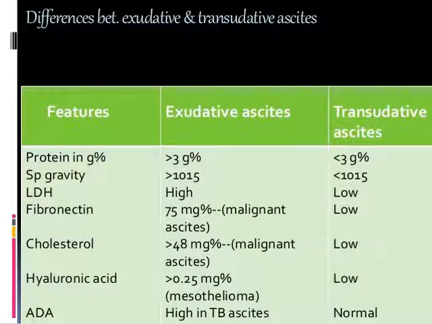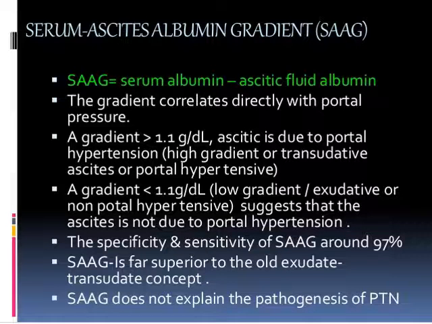What is the difference between exudative ascites and transudative ascites? This table demonstrates this difference. What is the serum to ascites albumin gradient, SAG? SAG equals serum albumin minus ascitic fluid albumin. The gradient correlates directly with portal pressure.